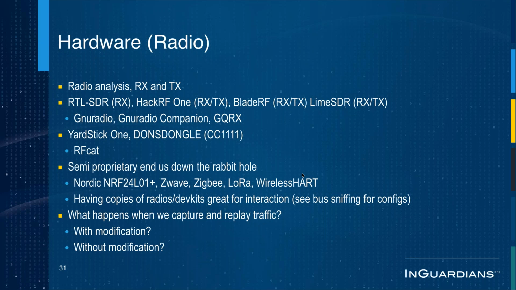RFCat firmware. The semi-proprietary stuff runs us down the rabbit hole because there are so many potential protocols that we could be running here, whether it be something that works for the Nordic nRF24L01+, which supports various protocols, Z-Wave, Zigbee, LoRa, or something like WirelessHART, which is more used in the ICS space, but all sorts of fun stuff. And depending on what we end up with, from an analysis perspective, it may be good to pick up some individual development kits to interact with these specific modules so that we can build our own code and attack tools. Okay. So some things to think about is what happens when we capture and replay some of that traffic to the devices once we've got there, either with or without modification, and seeing how that works.